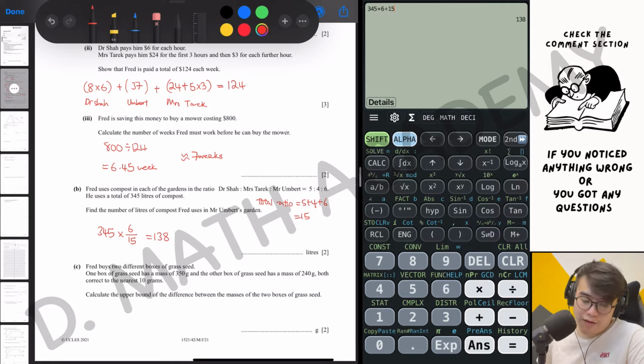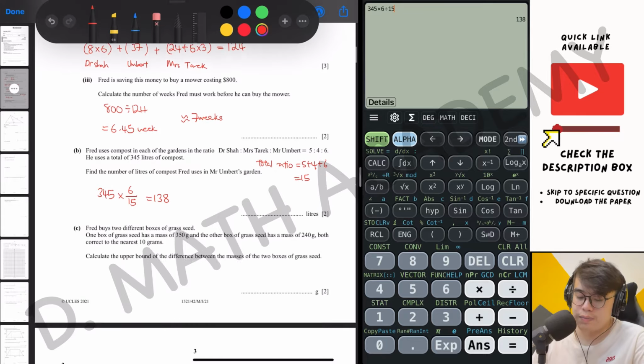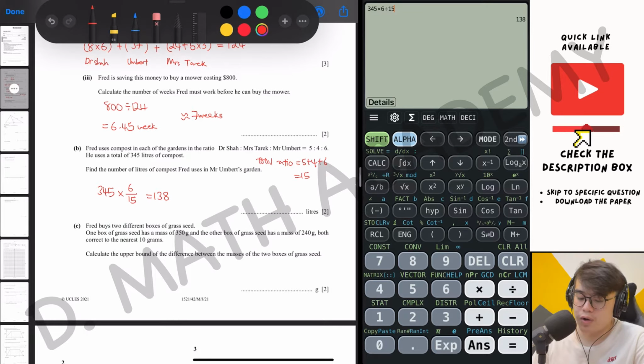So lastly, we have our next question here. Fred buys 2 different boxes of grass seed. One box of seed has a mass of 350 gram and the other one has 240 gram, both corrected to the nearest 10 gram. They want you to find the difference.